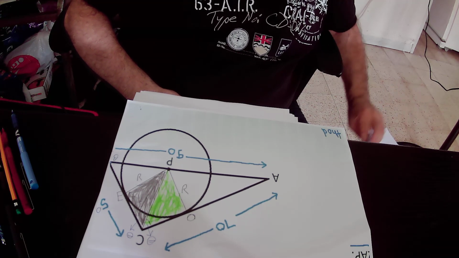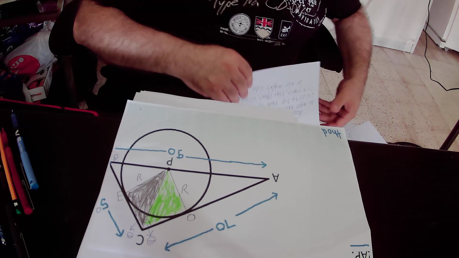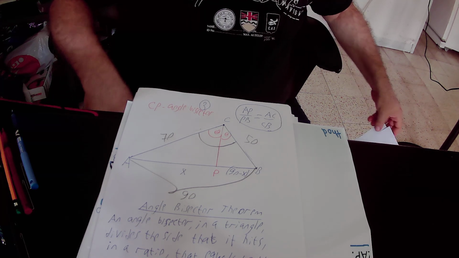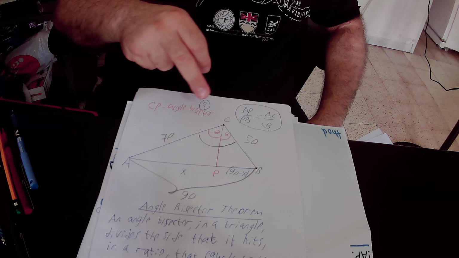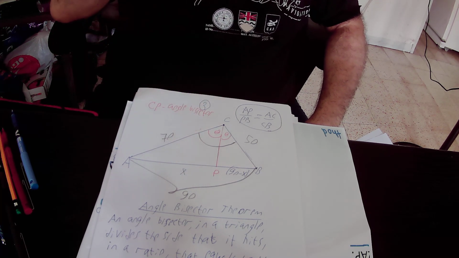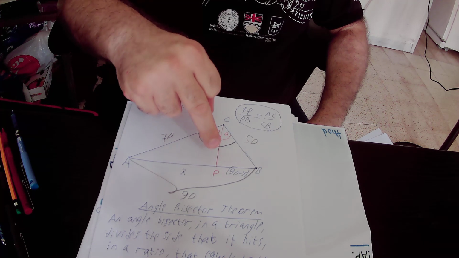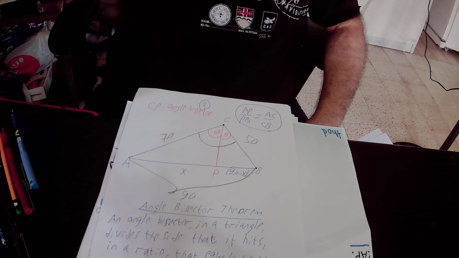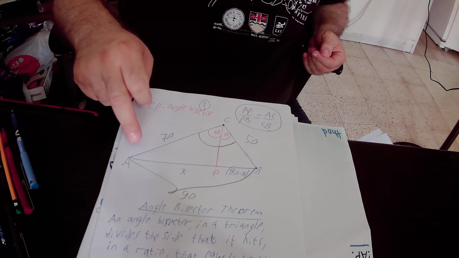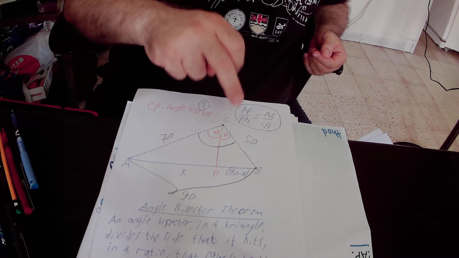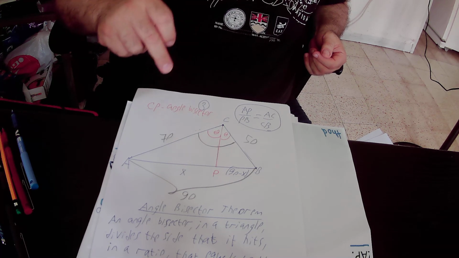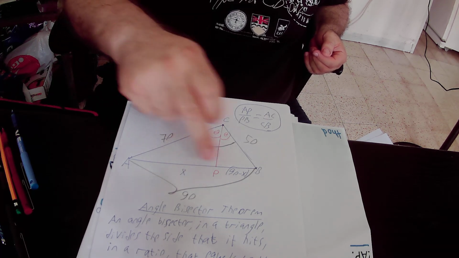So I draw triangle ABC again, and as you can see, AC is 70 units, BC is 50 units, and side AB of the triangle ABC is 90 units. And actually P is the center of the circle, and line CP will be the angle bisector because it divides angle ACB of the triangle into two halves. This is the first half and this is the second half. For that reason, CP is the angle bisector in triangle ABC.